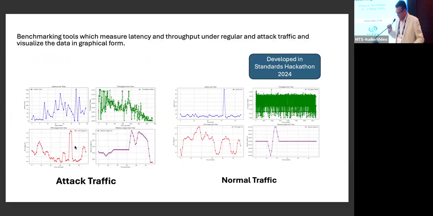This is something where we have simulated one of the problem statements, trying to understand the attack traffic and normal traffic. It was developed in Standards Hackathon 2024. So there are lots of services we are deploying in this architecture, and the students and faculties are working on these artifacts so that they could actually understand what is happening over there.